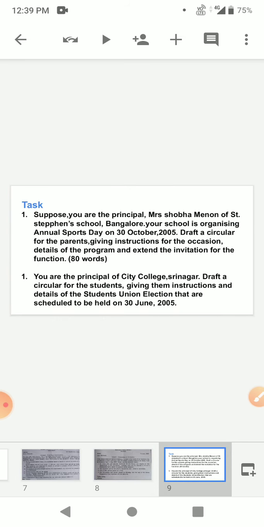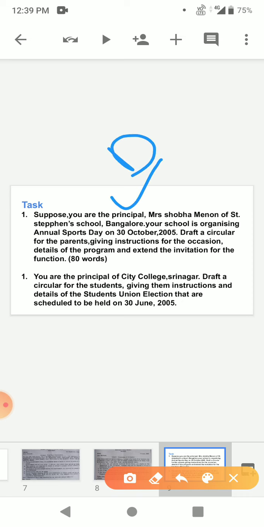Now this is a task. You are going to do it at your home. So first task is, suppose you are the principal. So principal is here, designation Mrs. Shobha Menon. This is name here, designation here. You will write here below your circular of St. Stephen's School, Bangalore. That means this St. Stephen's School, Bangalore is the name of the organization.